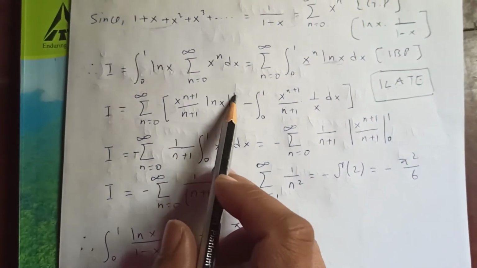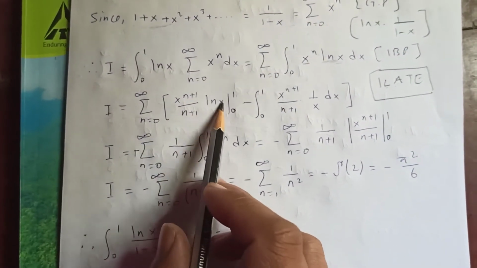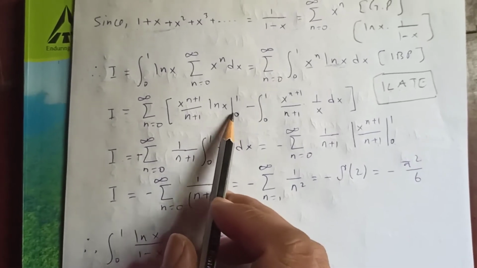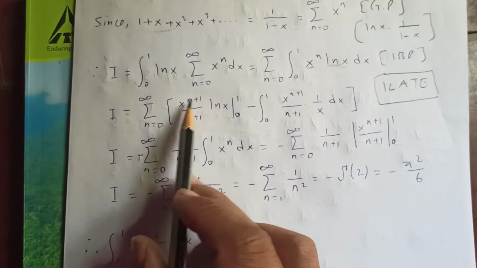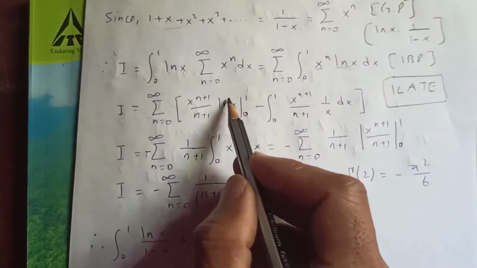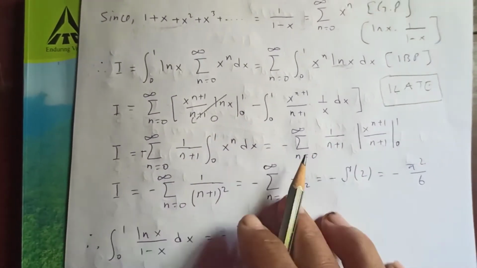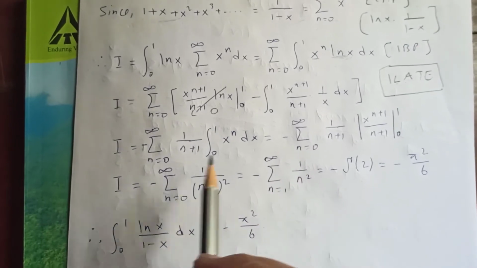Now here, if you substitute 1, log 1 is always 0. If you substitute 0, x will be 0, so the whole term will be 0. So this whole term will be absolutely 0. So what are we left with?